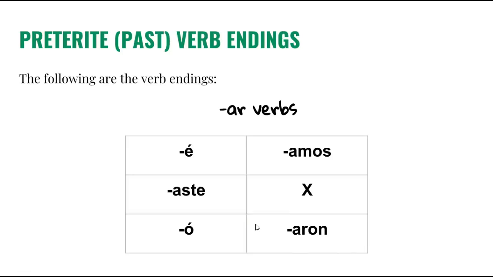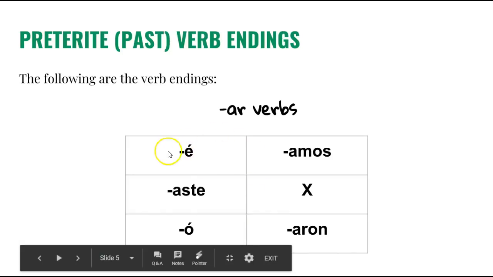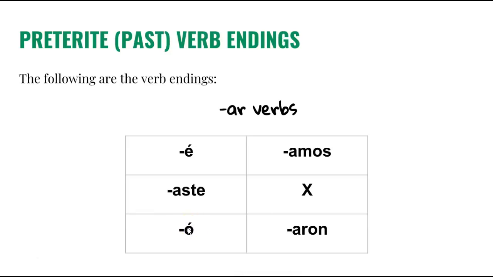So again, the main thing to remember here is that in the yo form and in the él, ella, and usted form, there is an accent on those endings. So é has an accent and ó has an accent.